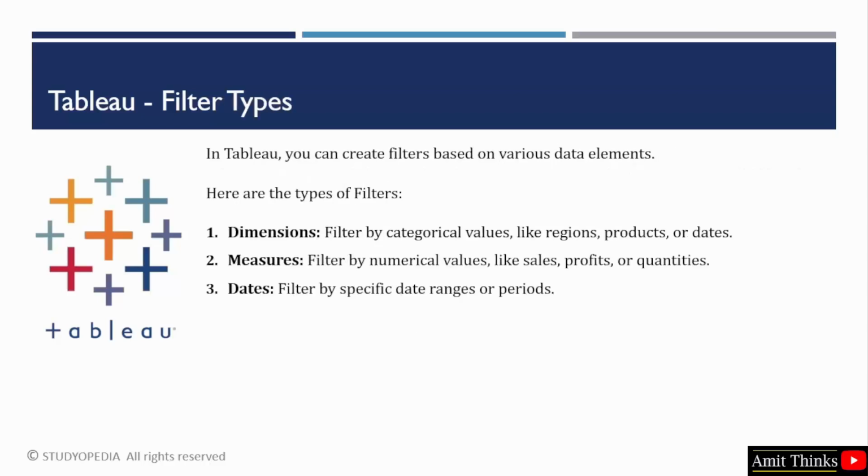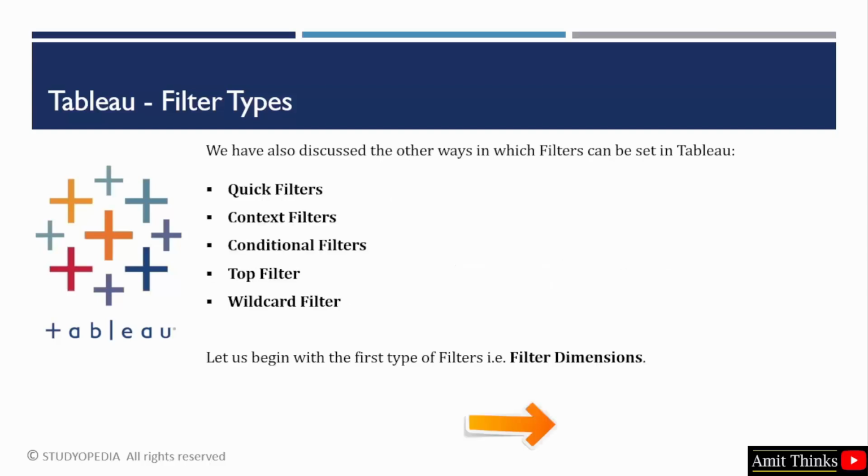Now let us see the types of filters. So the top 3 types of filters are dimensions, measures and dates filter. Dimensions filter, you can easily understand that it is based on the categorical values. With that, measures are based on numerical values like your sales and profit. And the dates will filter specific periods. With that, some more types of filters are also there. That means quick filters, context filters, conditional, top as well as wildcard filters.